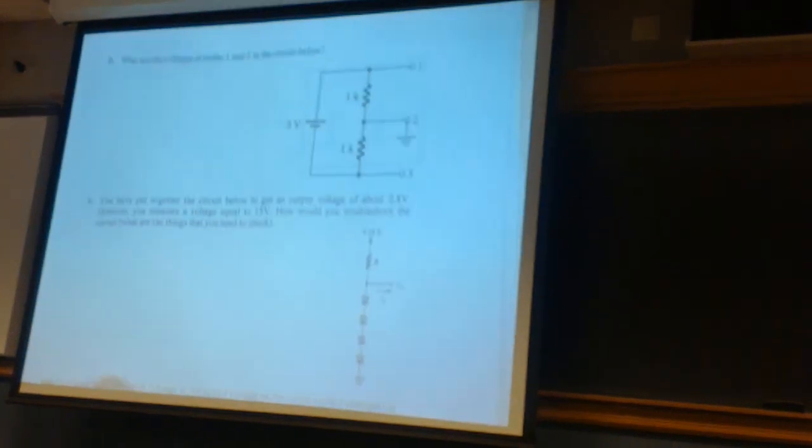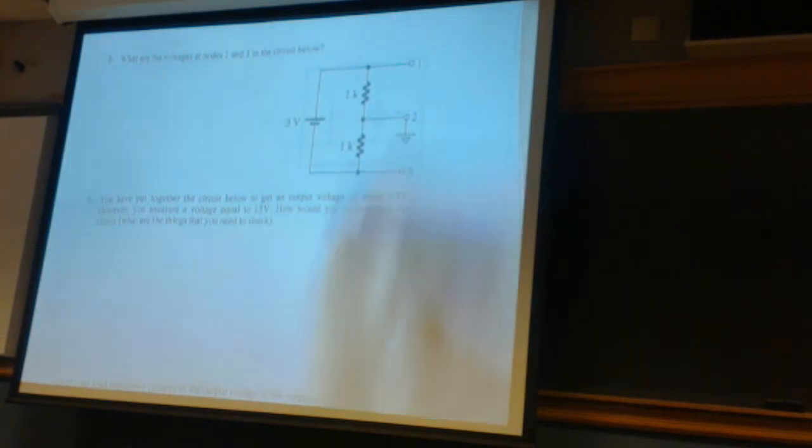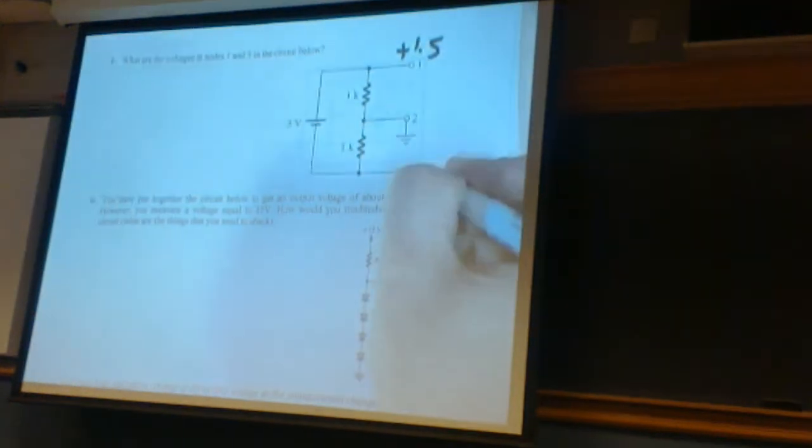What are the voltages at nodes 1 and 3? Plus 3 and minus 3? Plus 3, minus 3? Plus 1.5. Good job. Plus 1.5. That's right.